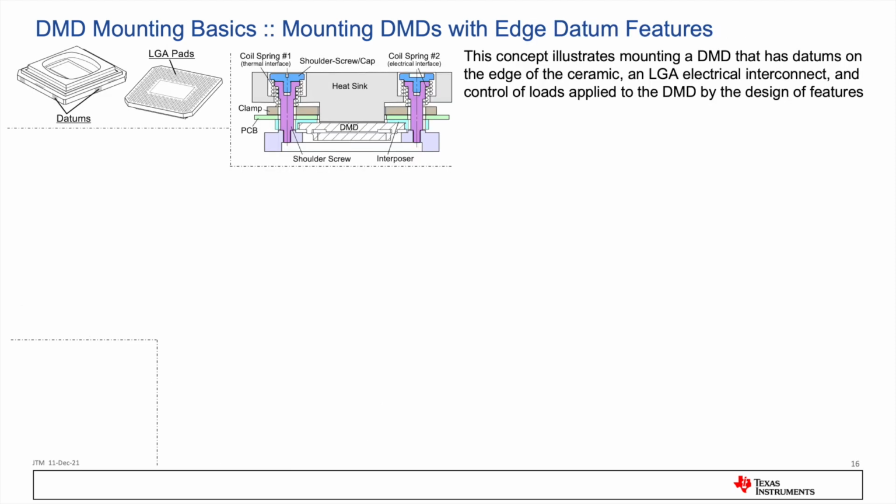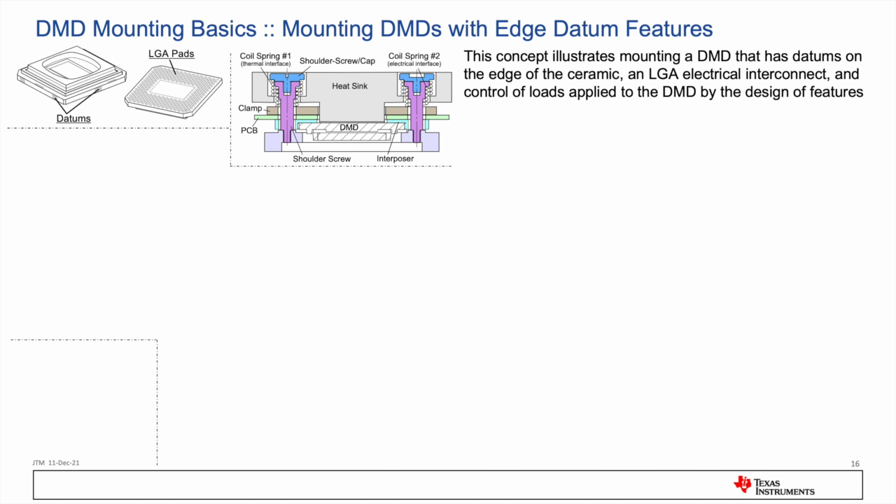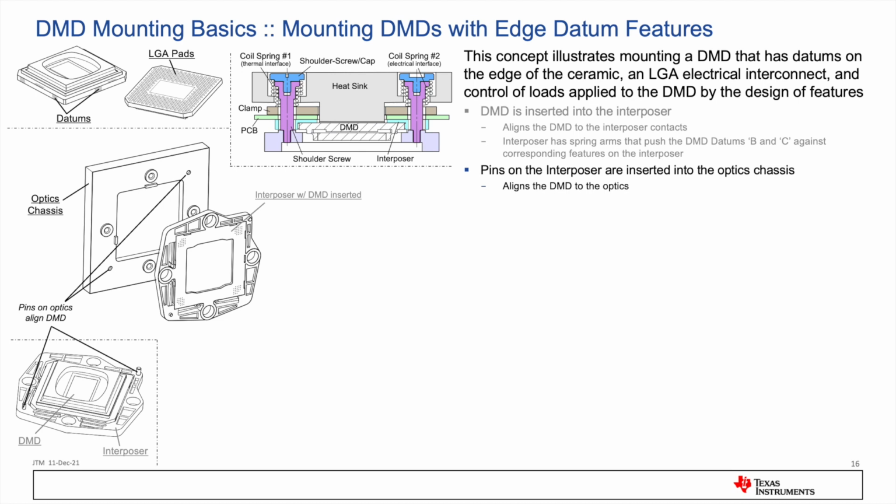This concept illustrates mounting a DMD that has datums on the edge of the ceramic, an LGA electrical interconnect, and controls the loads applied to the electrical and thermal areas using design features. The DMD is inserted into the interposer, which aligns the DMD to the interposer contacts. The interposer has spring arms that push the DMD datums B and C against corresponding features on the interposer. Pins on the interposer are inserted into holes in the optics chassis to align the DMD to the optical components.